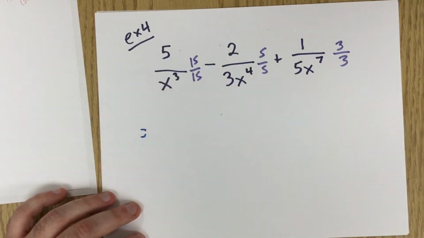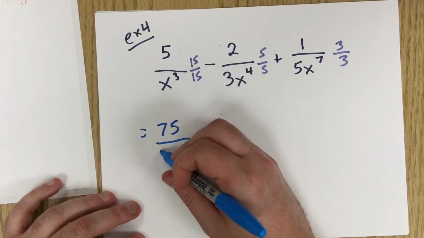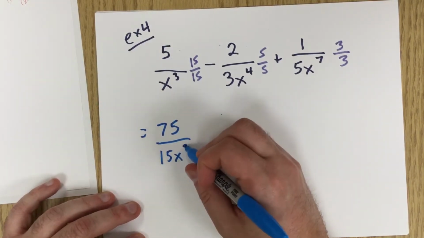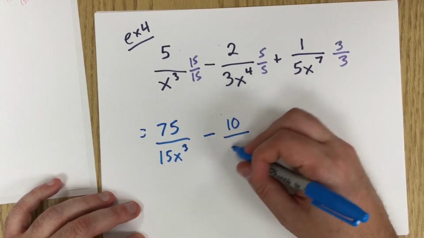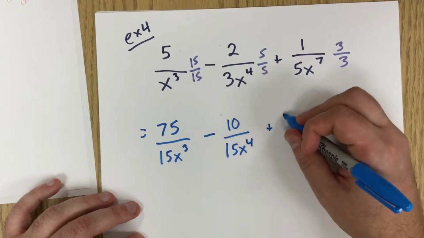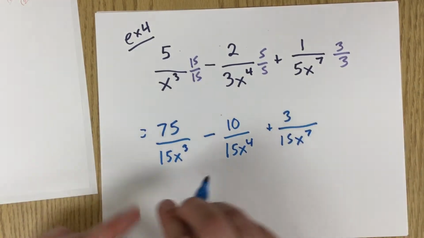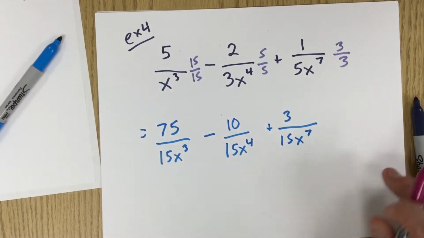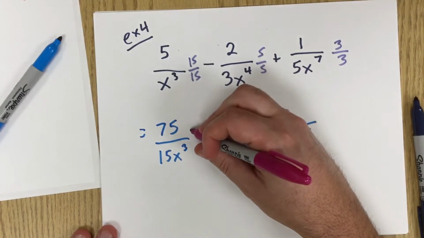So that's going to give us 75 over 15x cubed minus 10 over 15x to the 4 plus 3 over 15x to the 7. So I'm not quite done. We have to make the x's the same now. There's 3, 4, and 7. We want to bring them all up to 7.